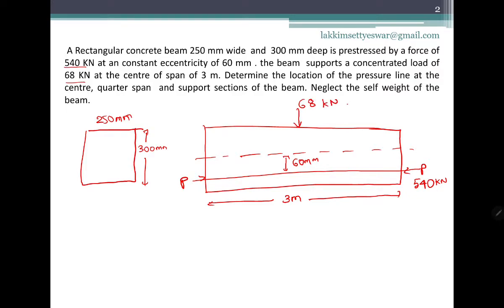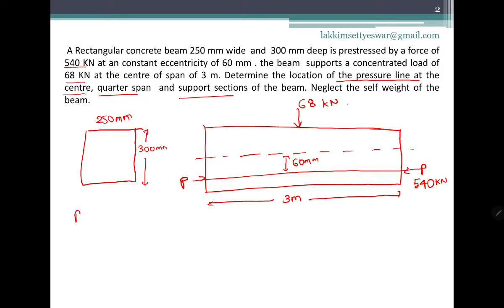Determine the location of the pressure line at the center, at quarter span, and support sections of the beam. Neglect the self weight of the beam. So we need to calculate the position of the pressure line at center, at quarter span, and at support sections.